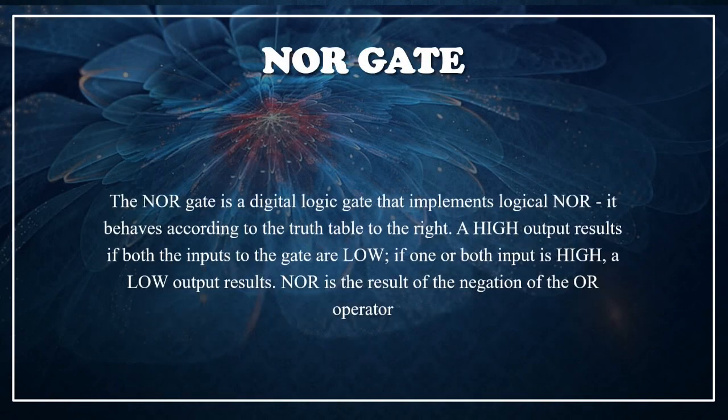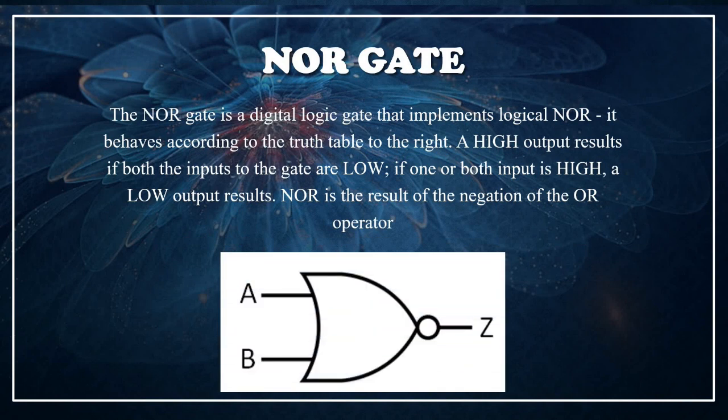NOR gate. The NOR gate is a digital logic gate that implements logical NOR. It behaves according to the truth table to the right. A high output results if both the inputs to the gate are low. If one or both inputs are high, a low output results. NOR is the result of the negation of the OR operator.